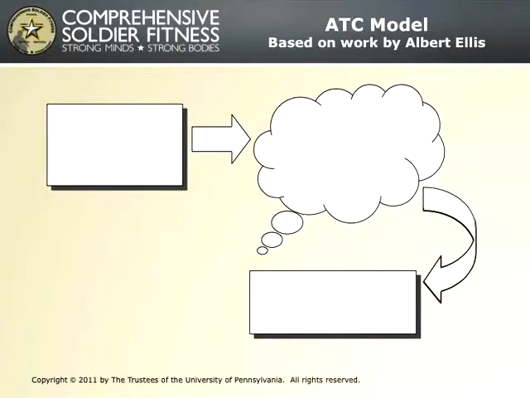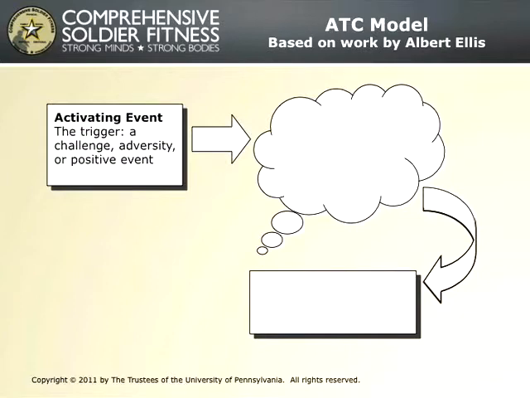Now we're going to talk about the ATC model, which was developed by a psychologist named Dr. Albert Ellis. There are three parts to our model. The first is an activating event. That's a trigger, something observable that happened to you.